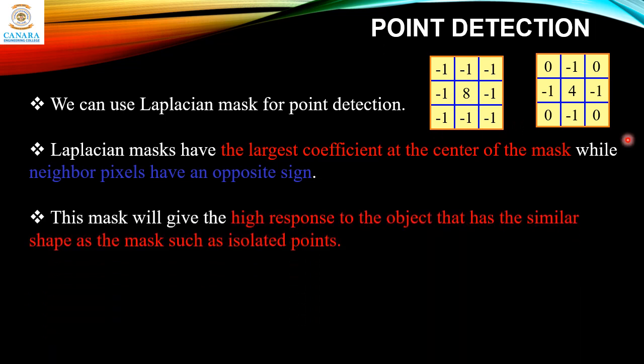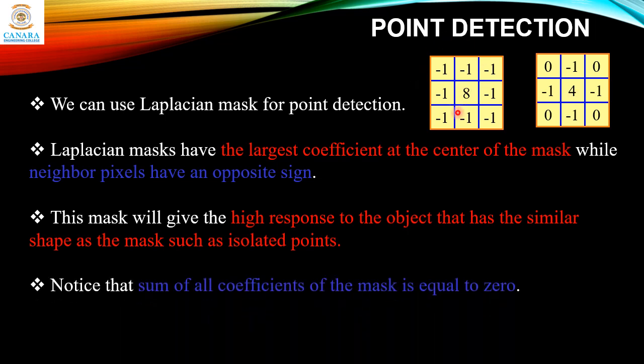This mask will give the highest response to objects that have a similar shape as the mask, such as isolated points. An isolated point will have a large intensity difference with the neighboring pixels, and that large intensity difference will be further amplified with this mask, because we are multiplying that particular value with a strong center coefficient like 8 or 4, and we are suppressing the surrounding pixel values.